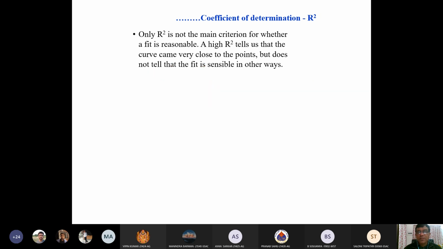R square alone is not the main criterion for whether a fit is reasonable. A high R square tells us that the curve came very close to the points, but does not tell us that the fit is sensible in other ways. Actually, these statisticians are going further. Many times they challenge R square also.